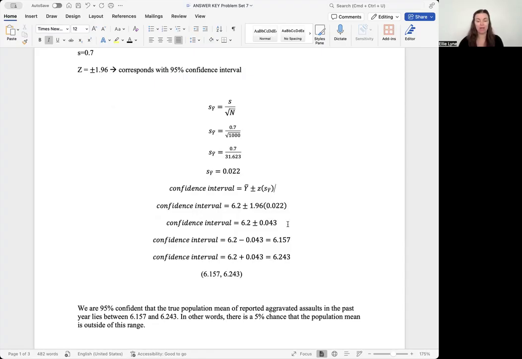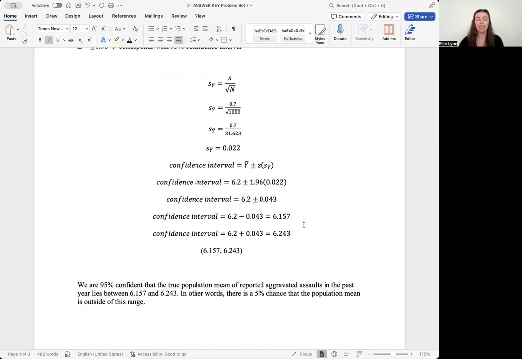Working out the math here, I see I have plus or minus 0.043. And again, we're creating an interval or a range of values here. So remember that you both have to subtract this value and add it. So many of you stopped at this step, which is at the conclusion of step 3, which is great.